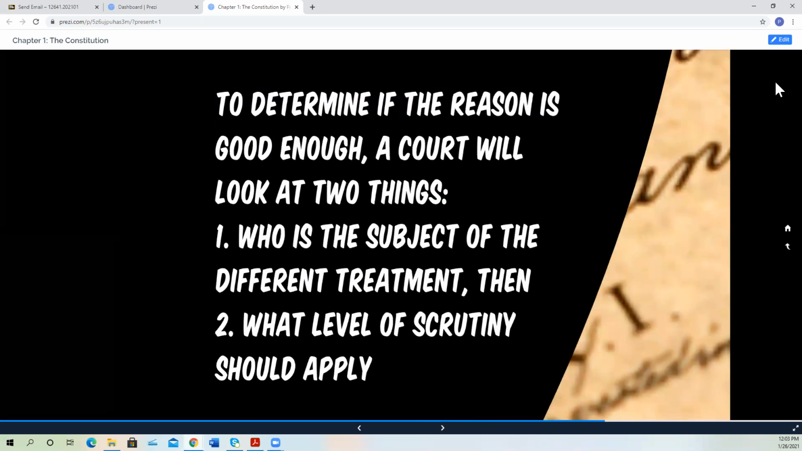And to determine if the reason is good enough, a court is going to look at two things. And this is how you're going to go through the procedure. If you are given an exam question and you need to determine if the government violated the Equal Protection Clause, then these are the steps you take. Number one, you determine who is the subject of the different treatment. So you identify what group is being treated differently. And then step two, based on who the group is, you determine the level of scrutiny that should apply.